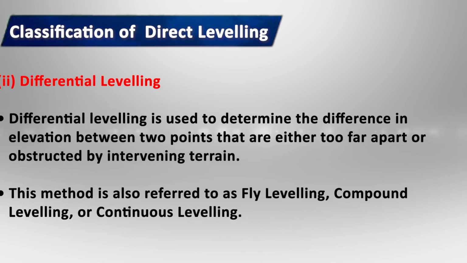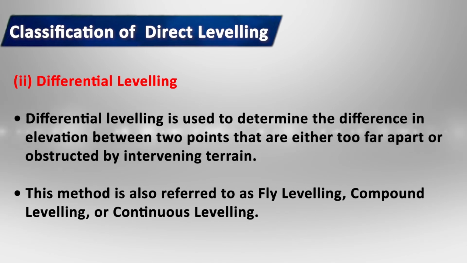Next type of leveling is differential leveling. Differential leveling is used to determine the difference in elevation between two points that are either too far apart or obstructed by intervening terrain. In this method, the level is set up at multiple locations along the path between the 2 points, and the elevation differences between successive points are measured. This method is also referred to as fly leveling, compound leveling, or continuous leveling.